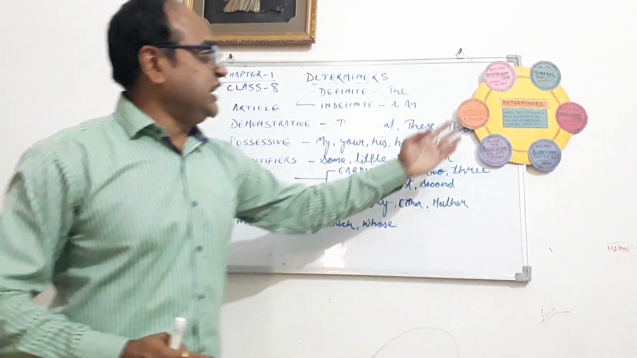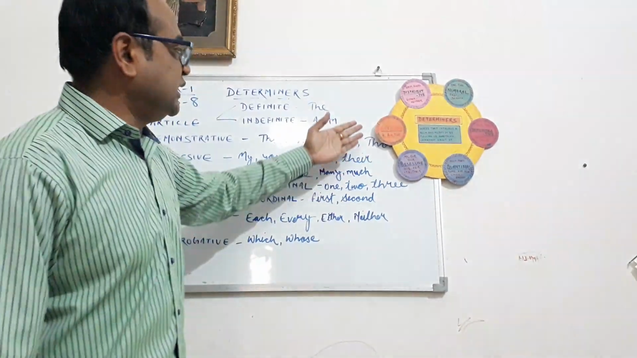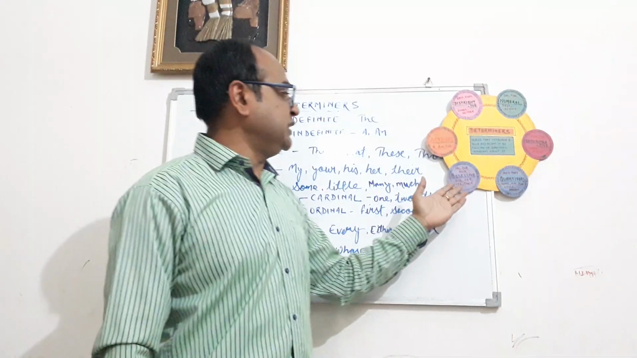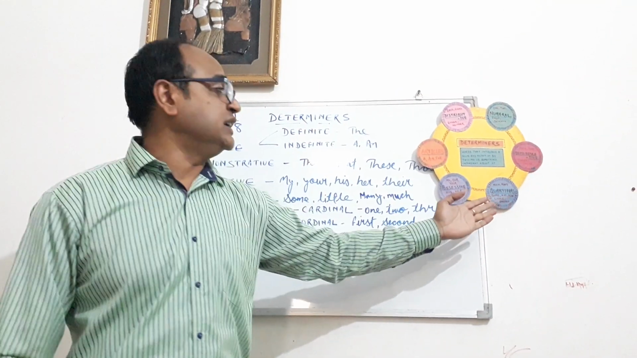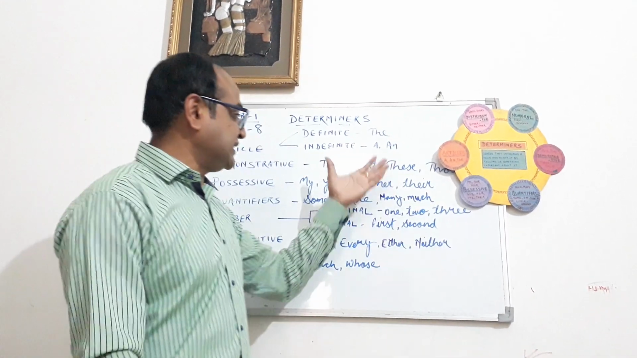Through this TLM again I have tried to explain. You see here determiners, the definition is given. The different types of determiners: article determiners, possessive determiners, quantifiers, demonstrative, numeral and distributive, which I have already discussed in detail.